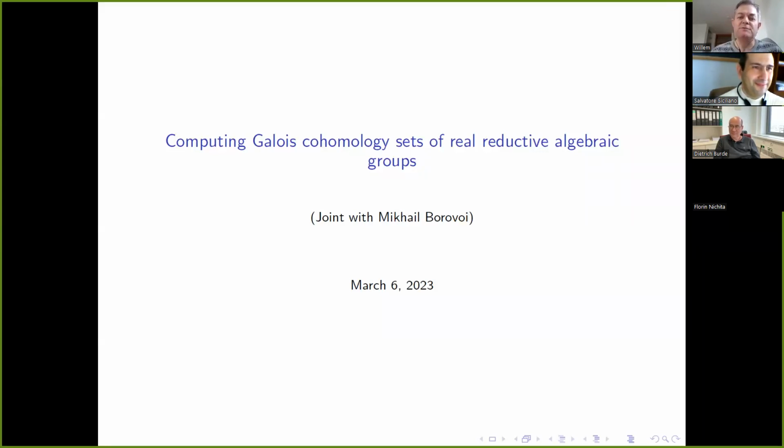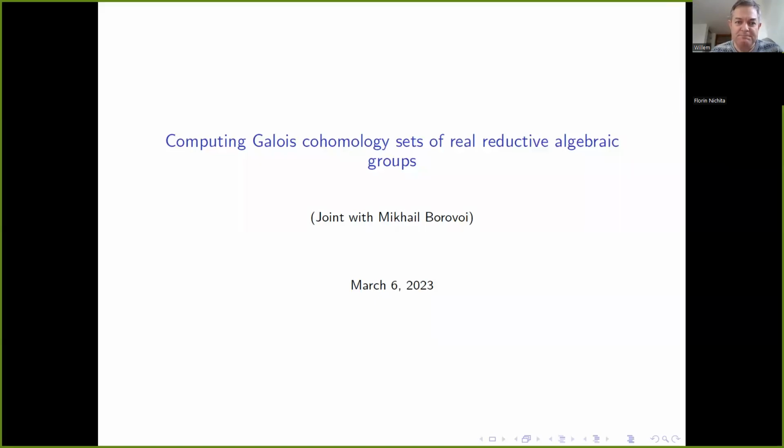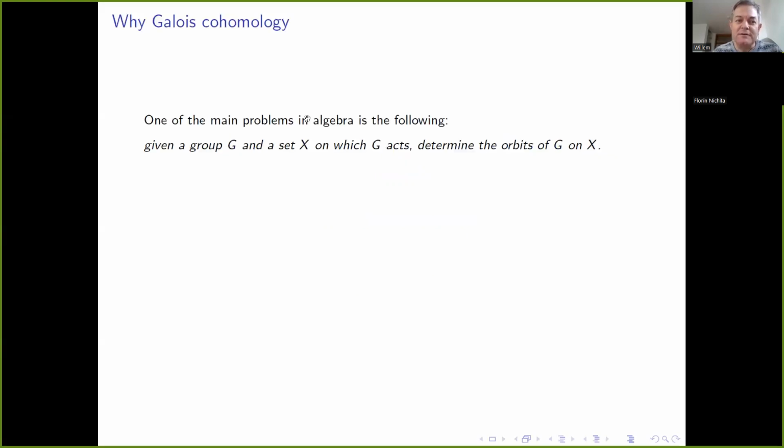So I'm going to report on an ongoing project with Mikhail Borovoi from Tel Aviv, which is about computing, as the title says, Galois cohomology sets of real algebraic groups, real reductive algebraic groups. So first, a little introduction to this topic. First, maybe why do we want Galois cohomology at all?